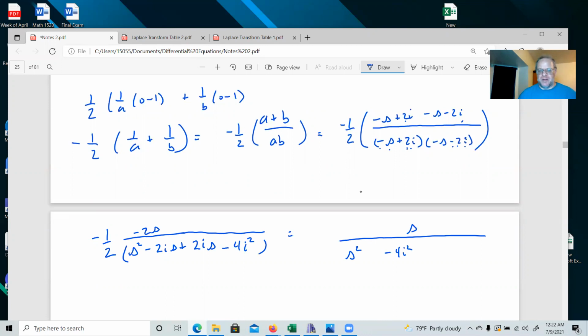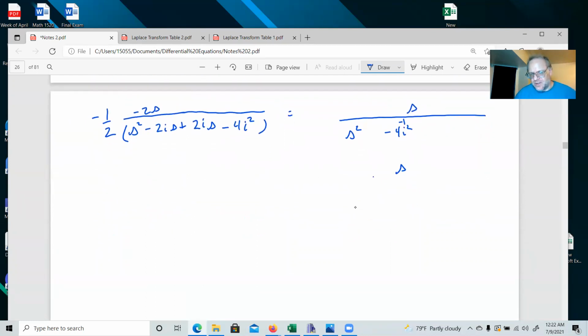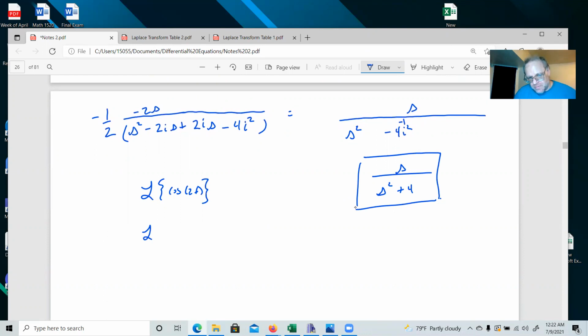I'm going to ask if you remember, what was i squared? Isn't that negative 1? So really what we have here is s over s squared plus 4, and that is the Laplace transform of cosine of 2t. And again, this 4 is because of that 2. So if we want to do the Laplace transform of cosine omega t, that is going to be s over s squared plus omega squared.